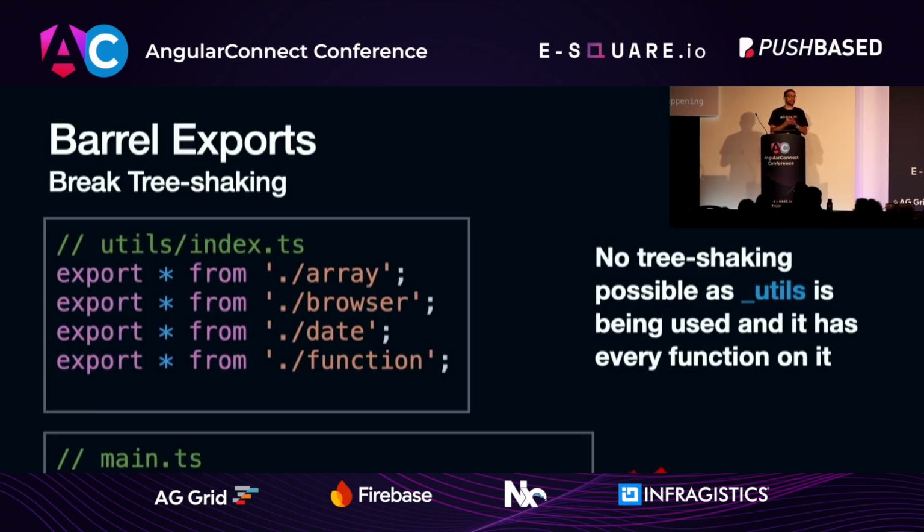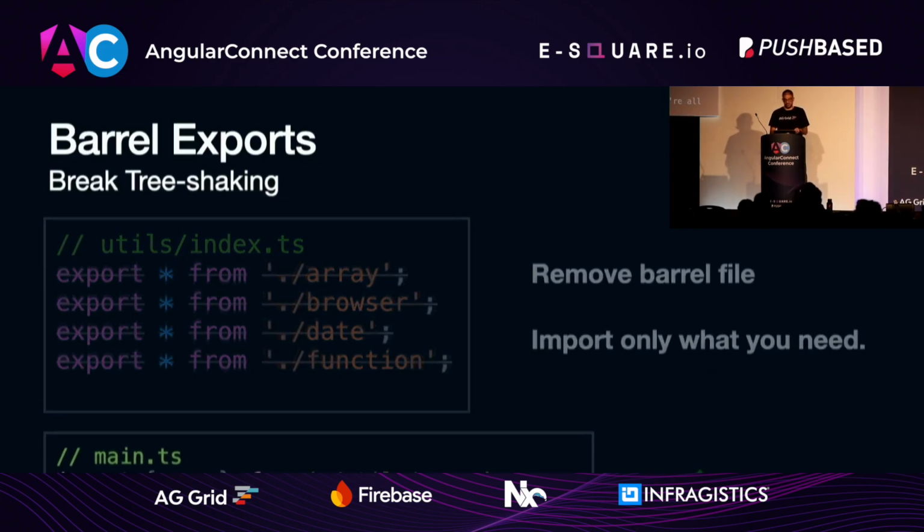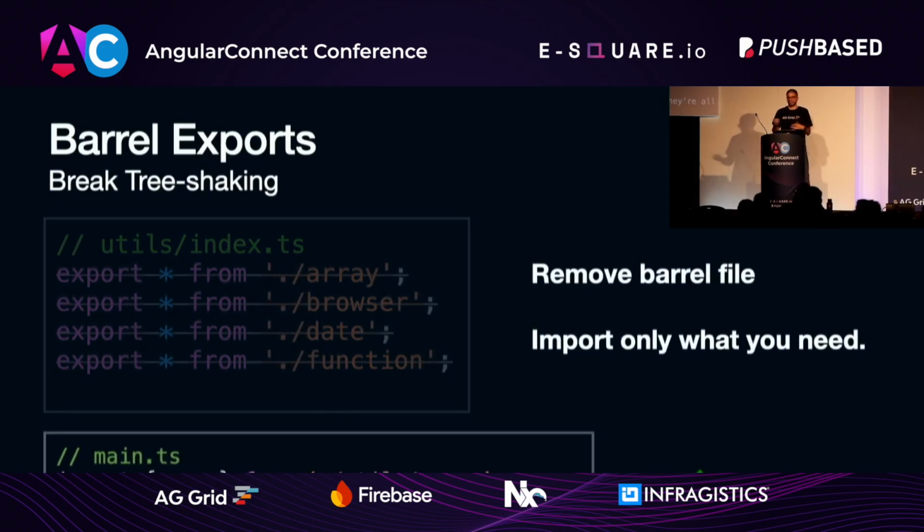Another thing to watch out for is barrel exports. So say you've got lots of utils files and you group them all together and re-export them from the barrel file. Say you're only going to use the sum function. If in your main file you do utils.sum, we can't shake away everything else because they're all attached to that utils object. So a simple change: just import the ones that you need from where you need them, without the barrel file, and then you can tree shake away the rest.